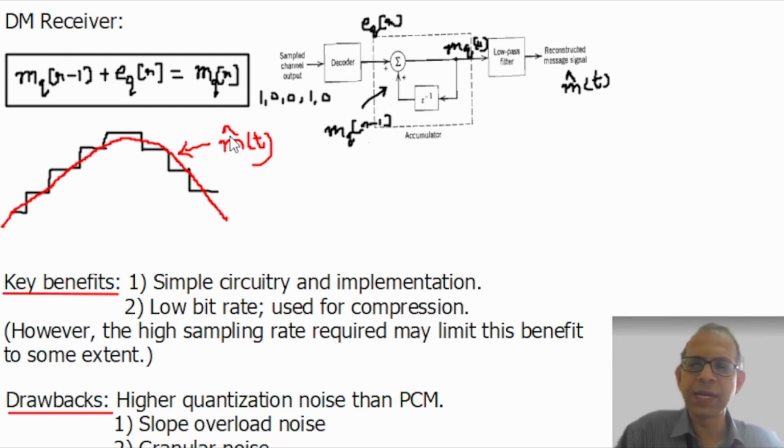And as they say, there is no free lunch. There are some drawbacks associated with delta modulator as well. So it has higher quantization noise compared to PCM. Indeed, there are two types of noise which we will discuss in the next lecture. The first one is slope overload noise, and the second one is granular noise. This granular noise, as we will see, is similar to what we have in PCM, but the amount of this noise, the quantization noise power in case of DM, delta modulation, is much higher compared to PCM. We will also show that in the next lecture.